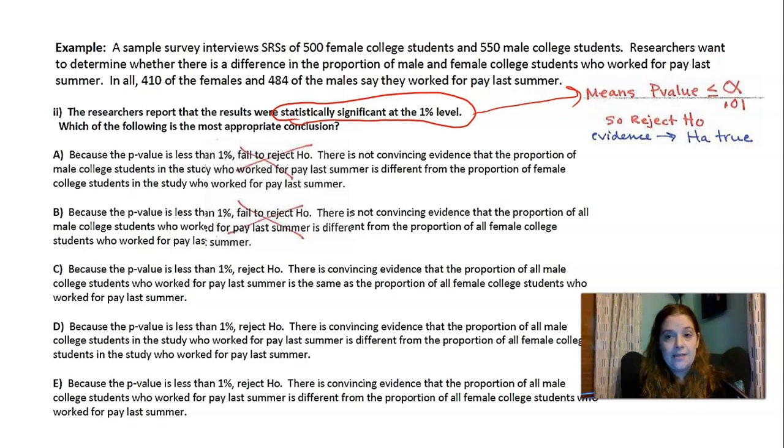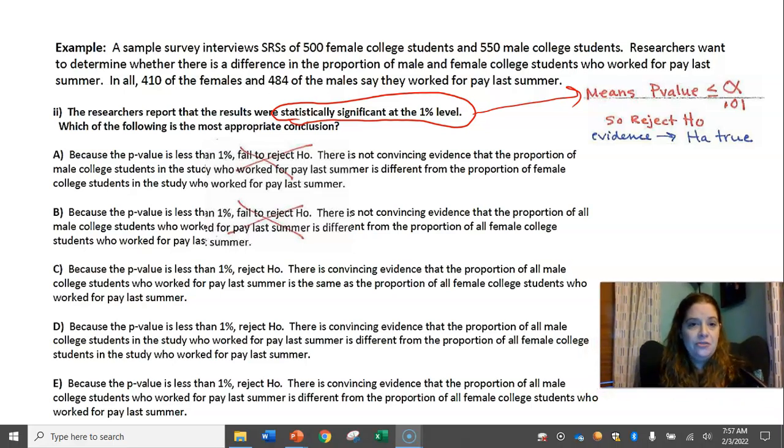So as I look through my answer choices and skim through, I notice I've got two phrases, fail to reject and fail to reject, and then the other three say reject. So I want to cross off A and B because that is definitely the wrong decision based on the fact that we have a low p-value.